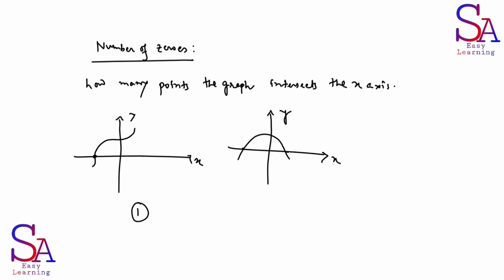If we draw another picture, here the graph intersects the x-axis in 2 points. This is one point and this is another point. So the number of zeros is 2 here.